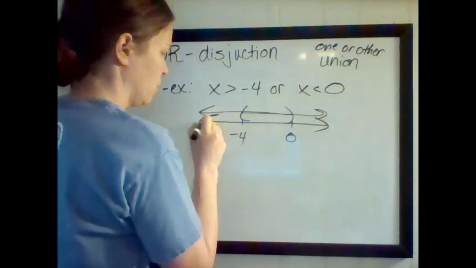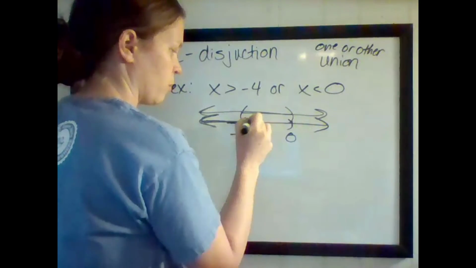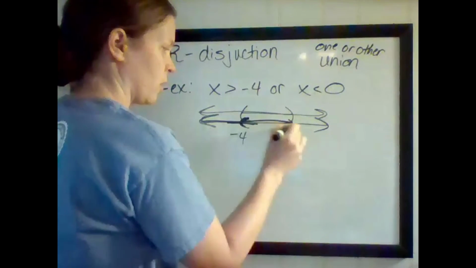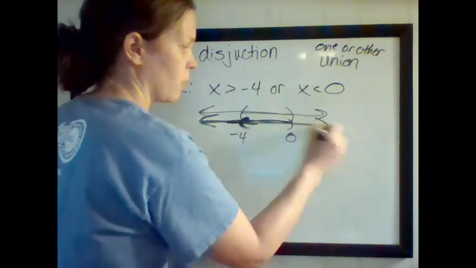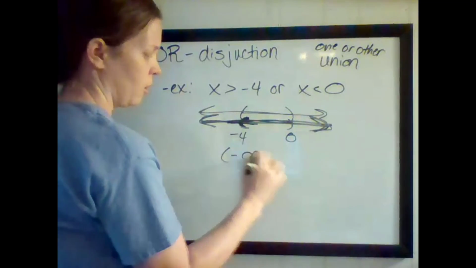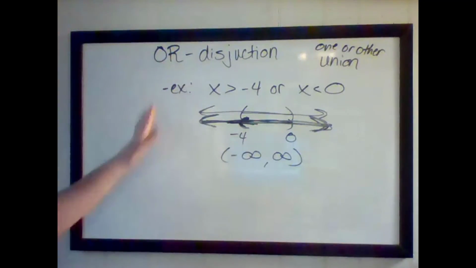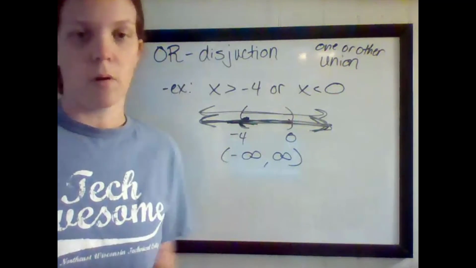So notice, it doesn't really matter that there's a parenthesis here because when I go 0 less, that's going to cover it up. So everything is shaded. So this actually would be negative infinity to infinity, all real numbers. Any value you pick is going to work in one or the other of those.